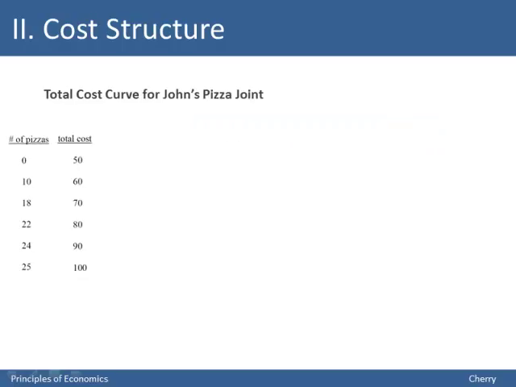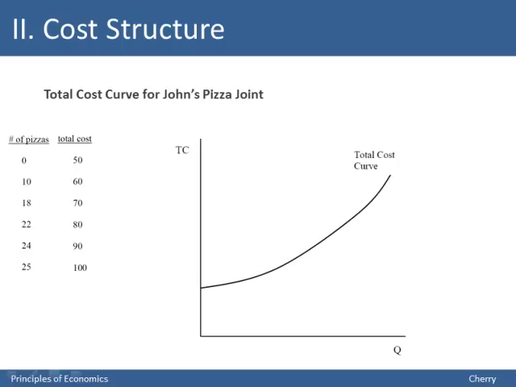So now let's draw the total cost curve for the pizza joint. From the previous slide, I've brought over the number of pizzas and the total cost, because those are the two variables we're interested in relating to each other. And this is the total cost curve. You can see that as you increase output, costs increase, but at an increasing rate, right? Each additional output costs more than the previous one. And if you can guess, the intercept of the vertical axis is going to be the fixed cost, or 50.